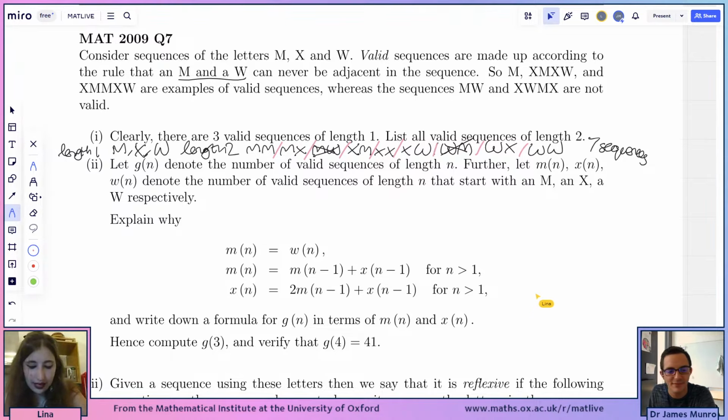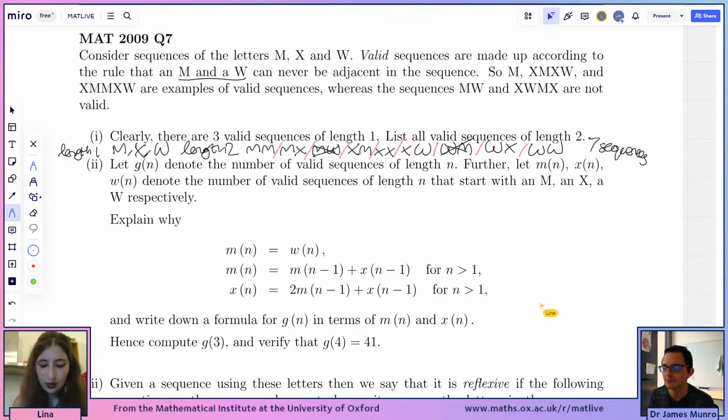So for the next bit, we've got now new terms MN, WN, and XN. Each of these is a sequence of length n which starts with that letter. So it starts with M, W, or X. And then GN is the number of ways in total you can get a sequence of length n, and it can start with any letter.